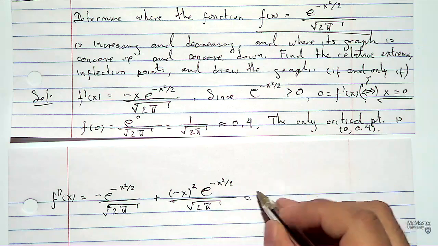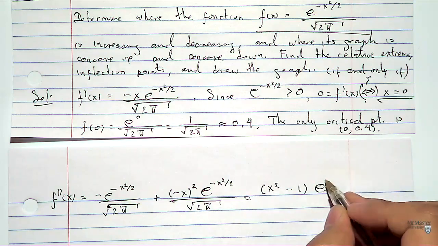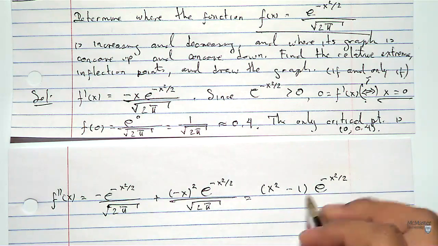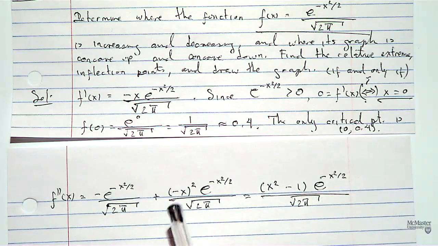So if I were to factorize, this is x squared minus 1. The common factor is e to the minus x squared over 2 divided by square root of 2 pi. But do you see why I have the minus x squared? Because I have a product. The first one is easy to take the derivative. The second one, I have the same factor again, so that's why it's squared. And then if I put it in a nice fashion, I have this.